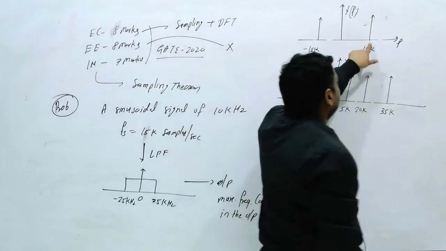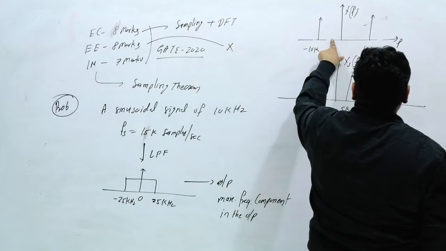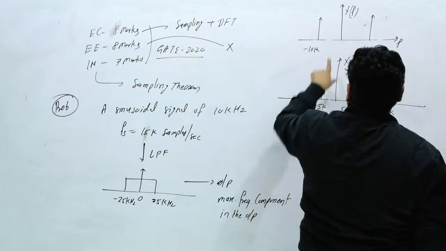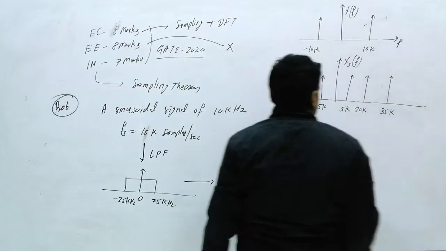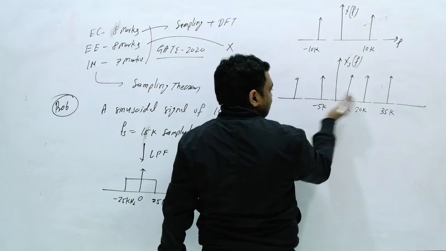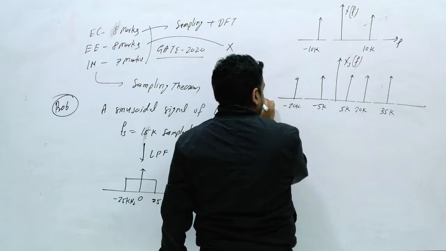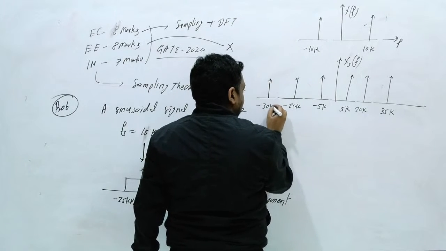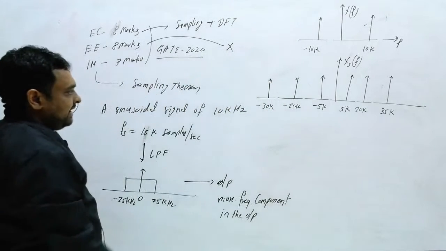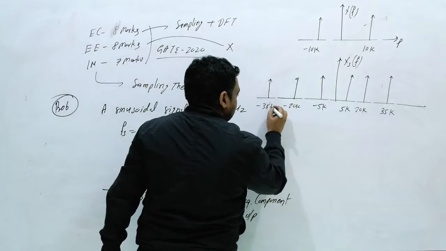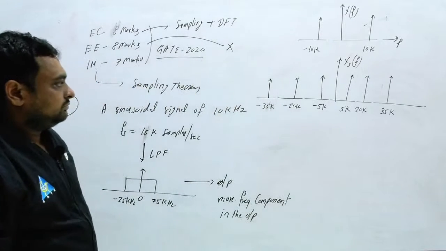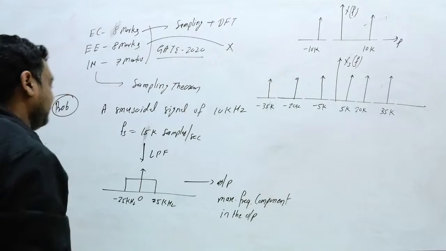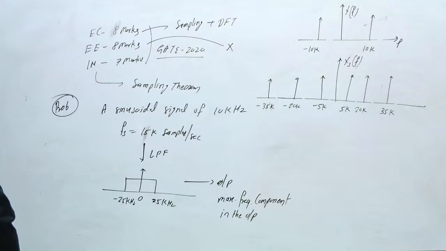Now again you have to shift this. Minus 5, again to the left side, again minus 20, or you can say the mirror image. Minus 20K. Again you shift here: minus 30K, minus 35K. Like this. Clear?